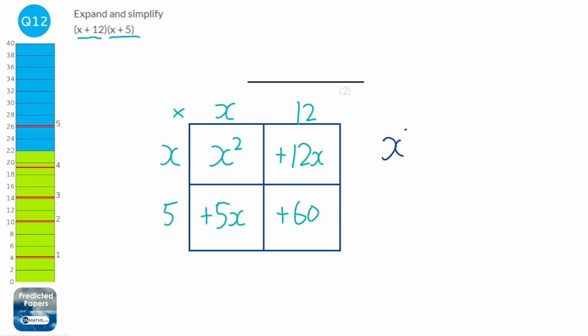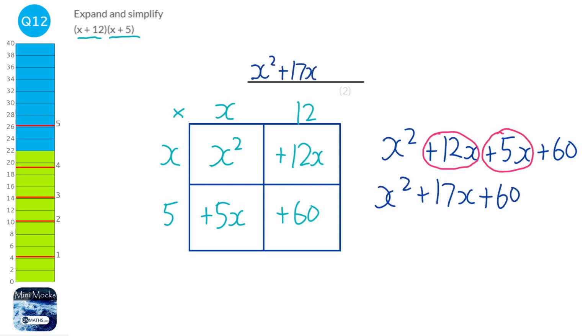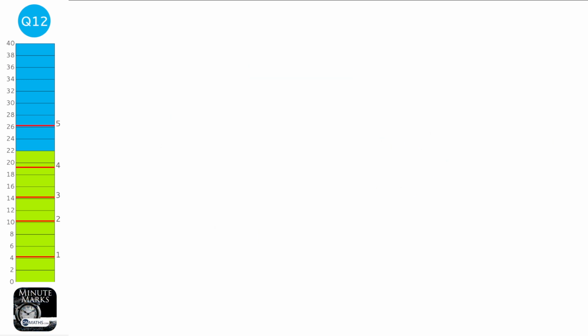Put the terms together, and we notice that we've got two x terms there that we can add together. So we've got the 12x there and the 5x there. So when we add those together, we get 17x, and that's our answer. So our answer is x squared plus 17x plus 60.